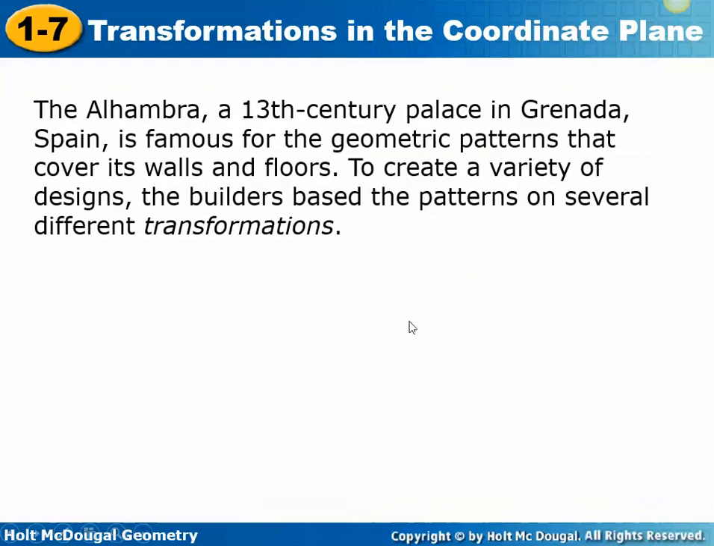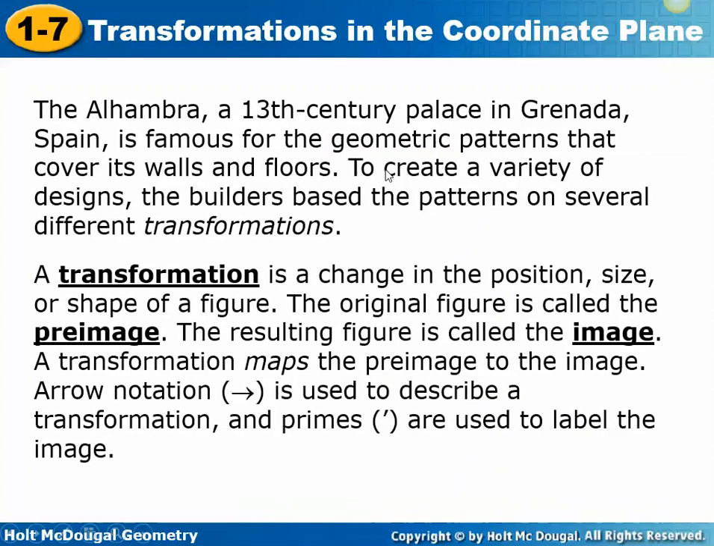Here's an example. This picture is in your book. There are lots of transformations when you look at a rug or a floor covering or wall coverings. There are usually transformations that take place. And here are the formal definitions of these words. The original figure is the pre-image, the resulting figure is called the image. A transformation maps the pre-image to the image, and you use this arrow to show that there was a transformation. The image will get prime marks after the points, the vertices of the figure.